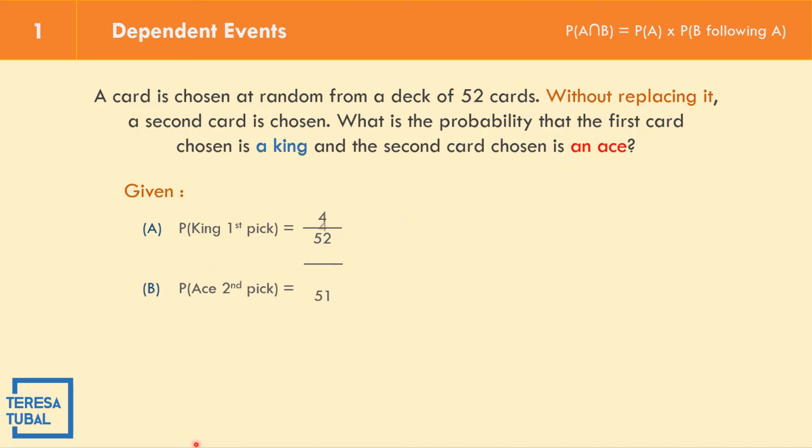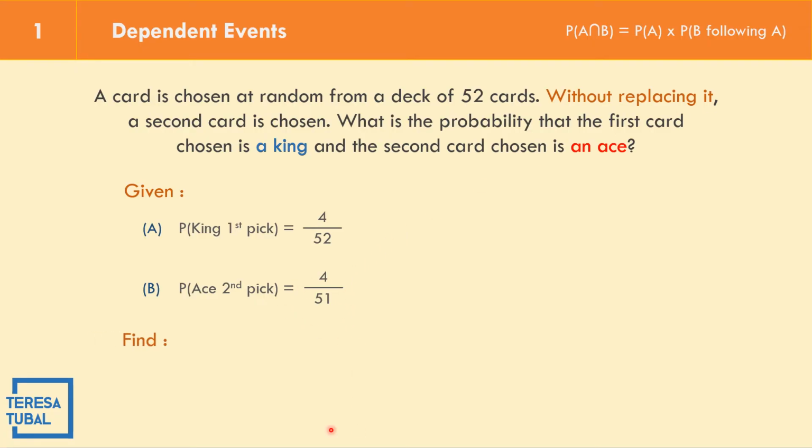How about the event B? In event B, we need to get the ace in the second pick. So that is the ace of diamonds, hearts, clubs, and spades. So that is 4 over the total number of possible outcomes minus 1, because the problem says without replacing it. So 52 minus 1 is equal to 51.